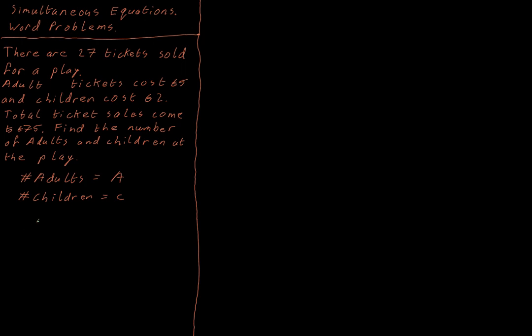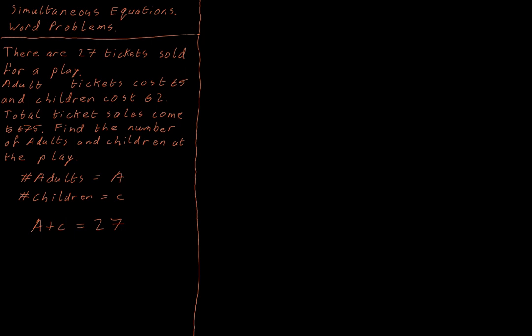So we know that if we add up the number of adults plus the number of children, that has to add up to 27 people in total, because 27 tickets got sold for the play. So that is an equation that we can write down.